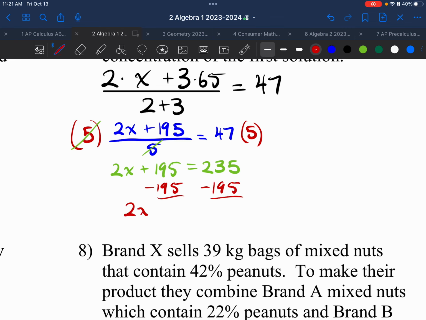Leaving me with a 2x on the left, and on the right-hand side, that's going to be 40. Finally, divide both sides by 2, and you get x is equal to 20.